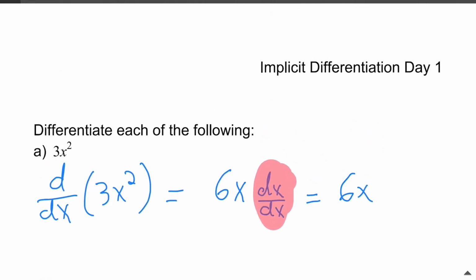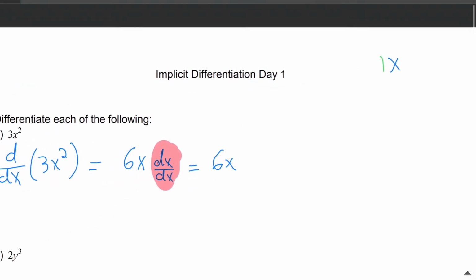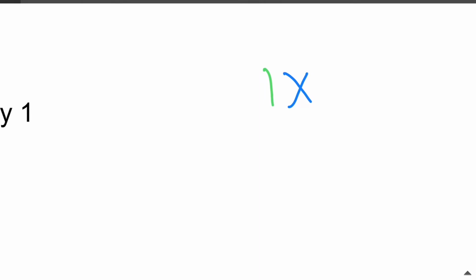Now, this kind of goes back to something like this. What is the coefficient of x? We know that there's really a 1 hanging out here. It's the same thing with this dx. It's there, but we don't write it because it's just 1 and we would see it all the time. So unless it needs to be there, we don't always write it in. Today you guys may practice writing it in, but not necessarily.